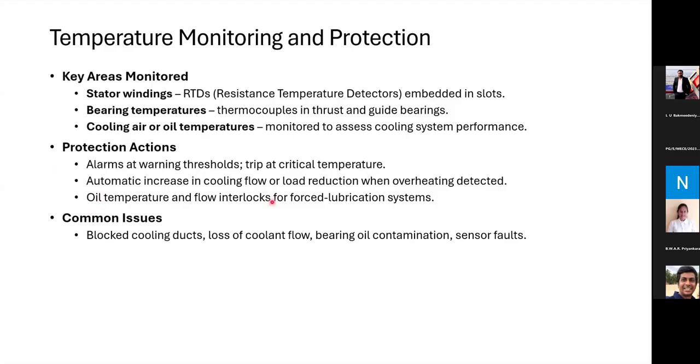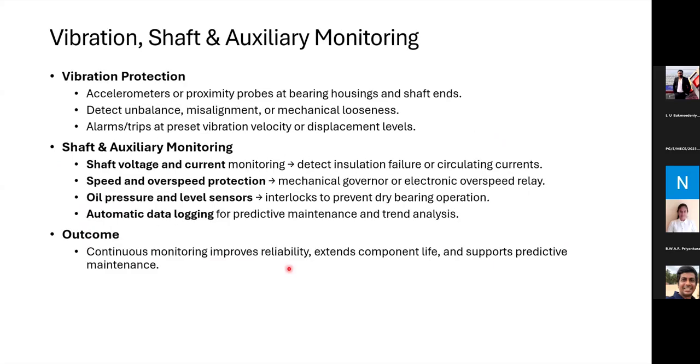And oil temperature and flow interlocks for forced lubrication systems. The main issues are blocked cooling ducts, loss of coolant flow, bearing oil contamination, and sensor faults. These can happen due to rust, different particles, air bubbles appearing in the oil, and sensor damage, as explained.